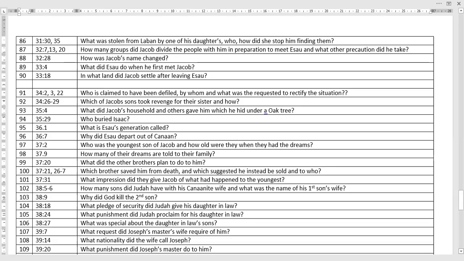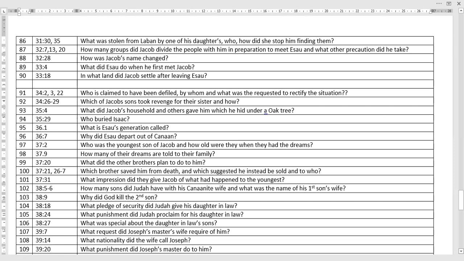Question 88. How was Jacob's name changed? He wrestled with God. Let's do 32:28. And he said, thy name shall be called no more Jacob, but Israel: for as a prince hast thou power with God and with men, and hast prevailed. So as Jacob wrestled with God, the outcome was that his name was changed.